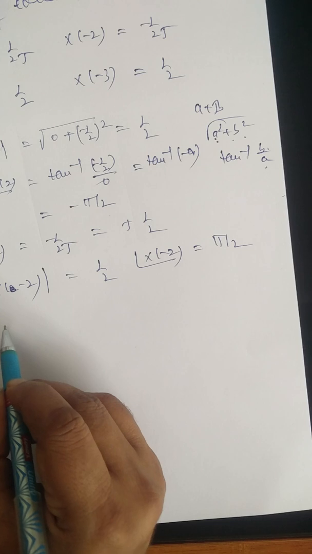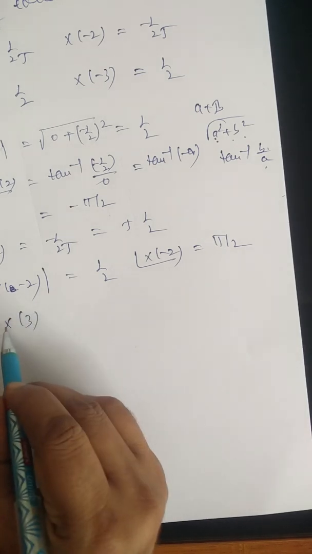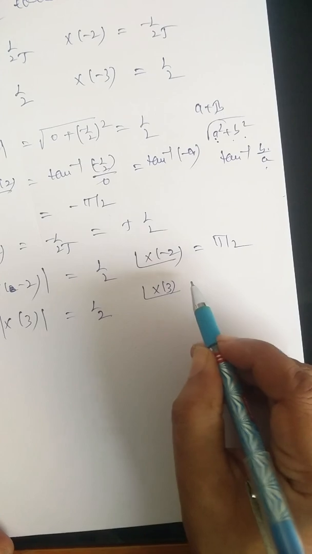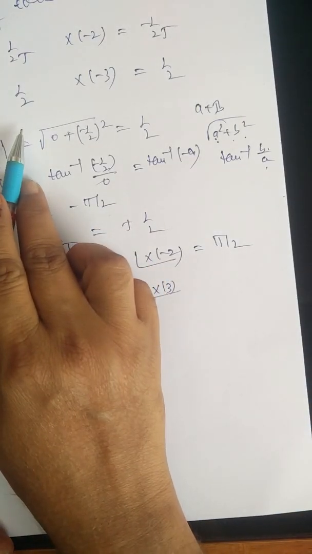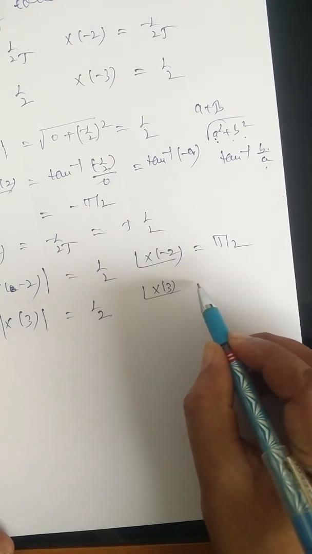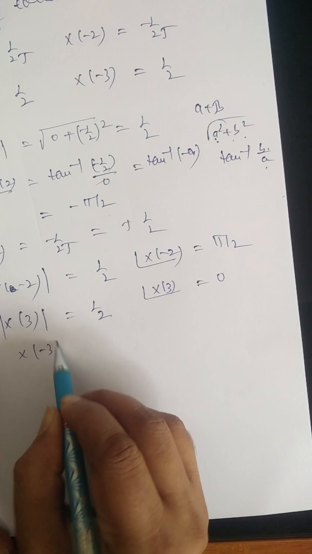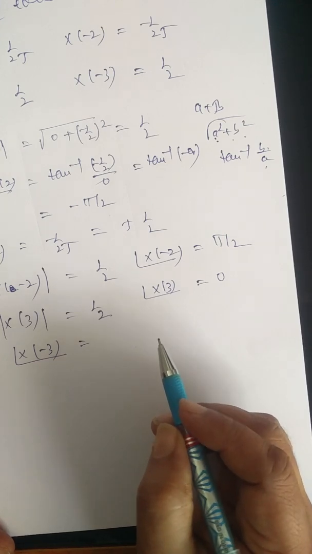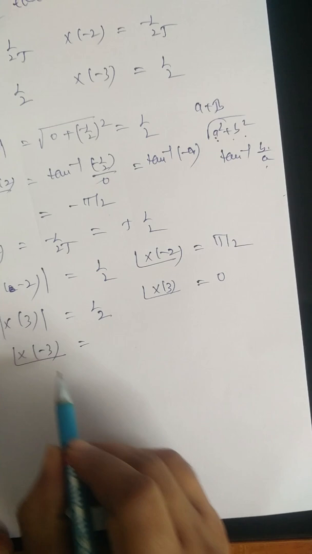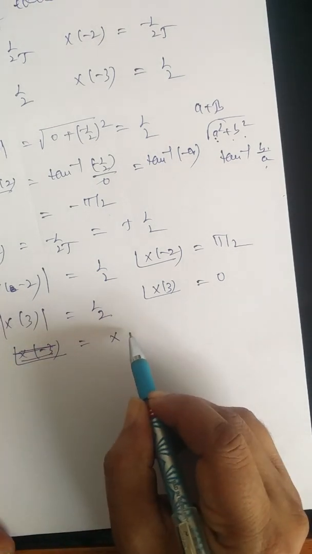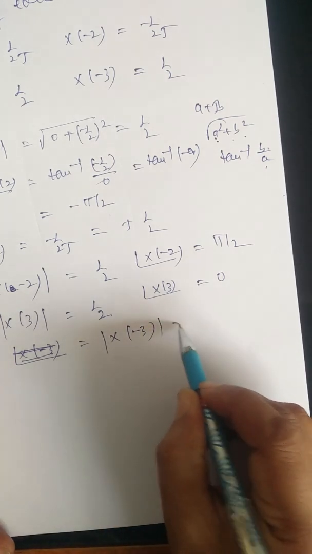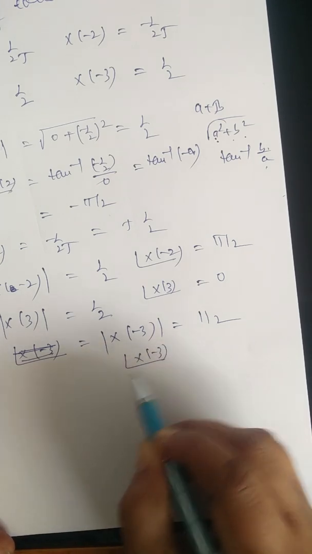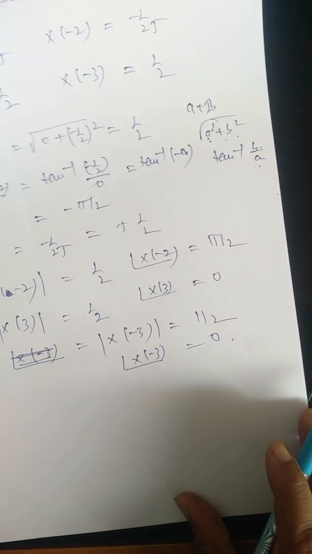Similarly, the magnitude at 3 is 1 by 2. The angle at 3: X of 3 has imaginary part 0 and real part 1 by 2, so tan inverse of 0 is 0. For X of minus 3, the magnitude is 1 by 2 and the angle is 0. Now let us plot this magnitude spectrum.